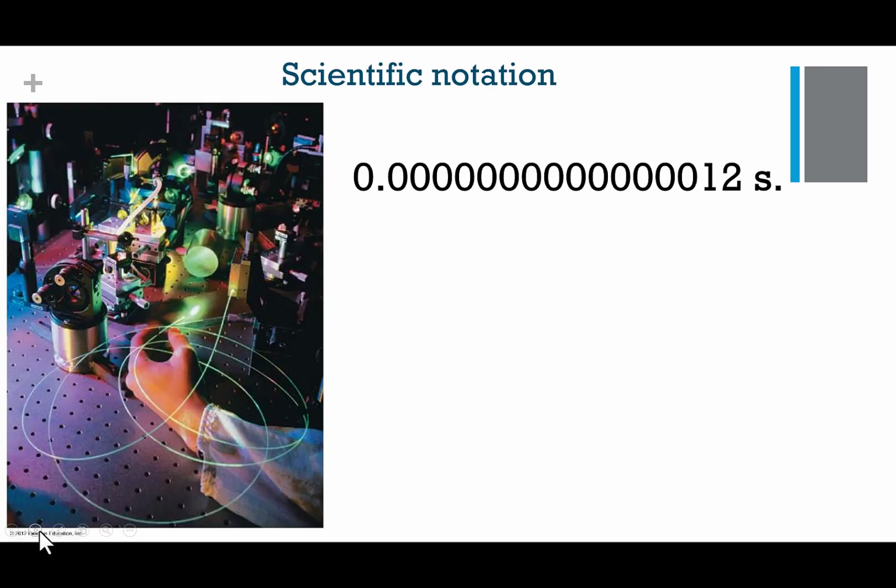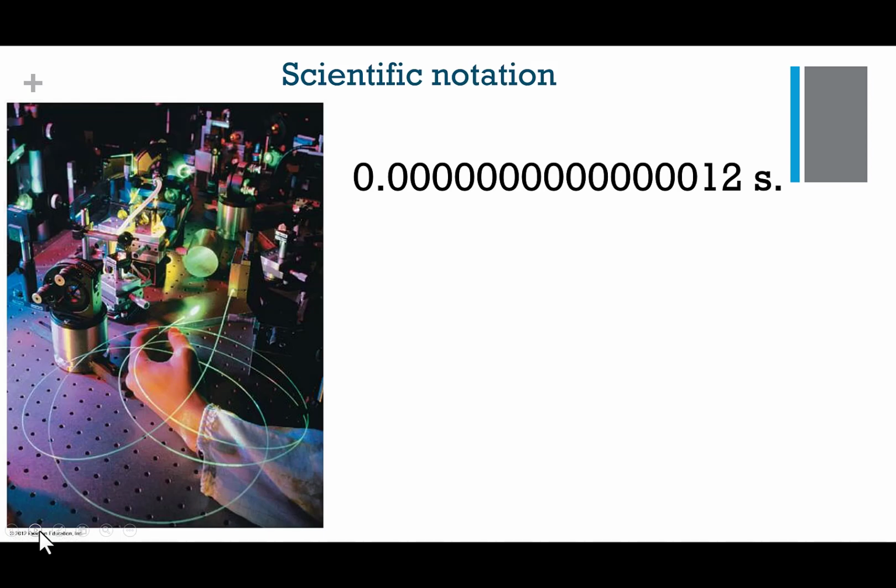Here I see a laser, and it measures femtoseconds. You don't need to know that, but it's measuring femtoseconds. Now, if I were the scientist that was recording this data, do you think I'd want to type all of those zeros every single time I report data? No. Or if I was the scientist that was reading this data, do you think I'd want to count all of those zeros every single time I got to a number? I wouldn't.